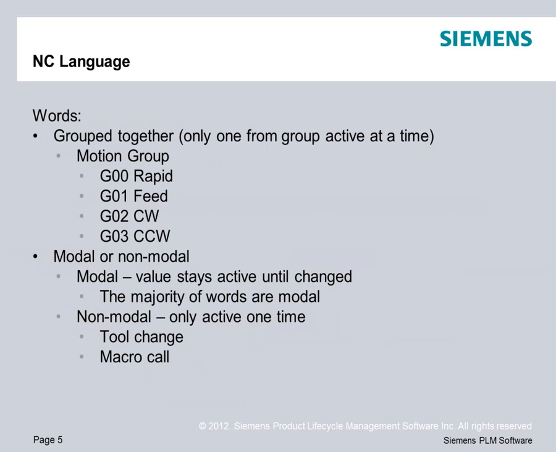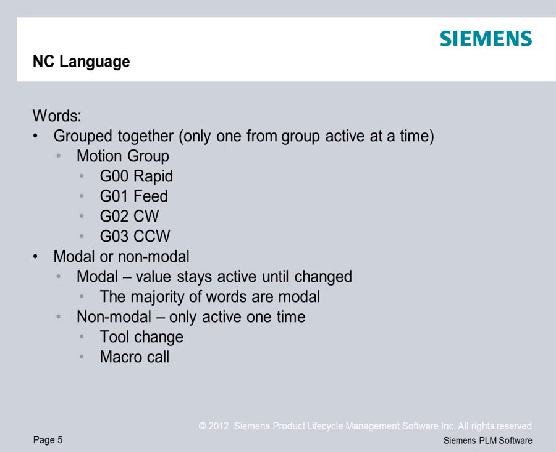So as we look at the NC language, we can see that words are grouped together, and really only one word from that group can be active at any time. For example, it's impossible for the machine to be moving at feed rate mode and rapid at the same time, so they are part of the same group. And also in that group is clockwise motion and counterclockwise motion.